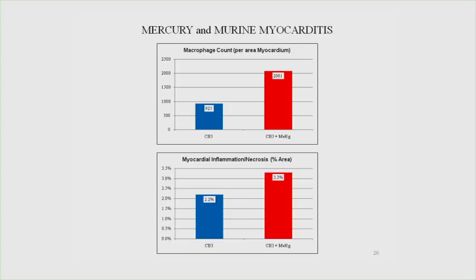If you look at the heart muscle and look at the number of macrophages, immune active cells, you will see greater values in the animals that were pre-treated with mercury. If you look at the percentage of the heart that's been damaged, there's 50% more tissue destruction in the animals pre-treated with mercury. Instead of having a transient viral myocarditis, they're on their way to a chronic, out-of-control, immune-mediated cardiomyopathic process.